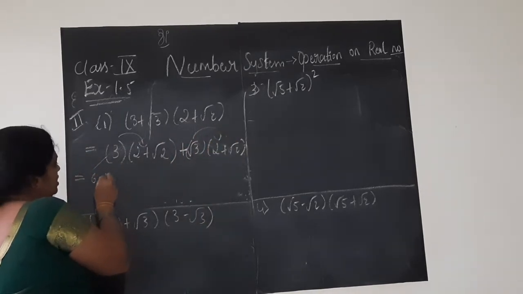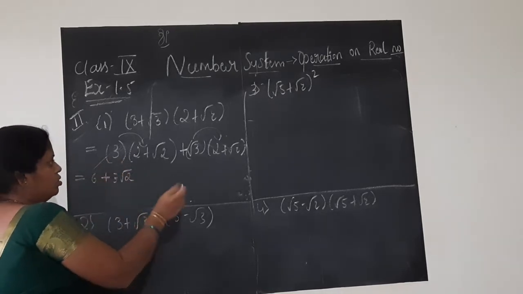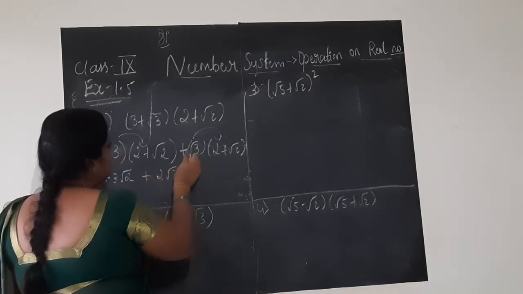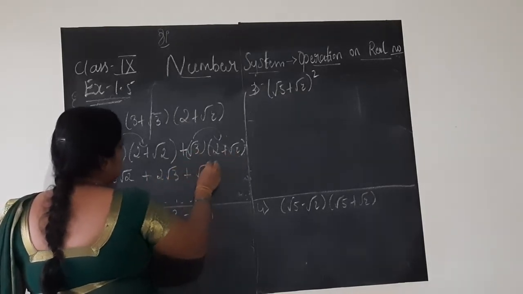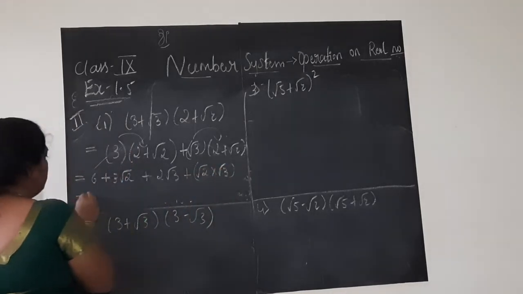3 2s are 6, plus 3 into square root 2, nothing you can do, write it as it is, 3 root 2, plus root 3 into 2 is again 2 root 3. Then square root 2 into square root 3 you will get now.